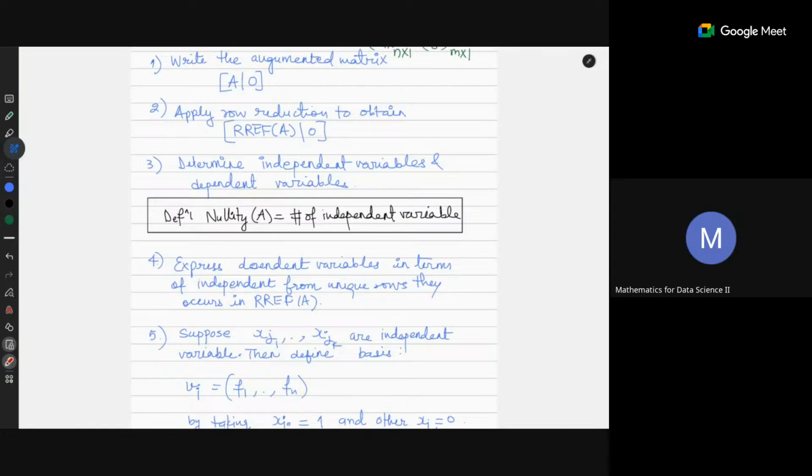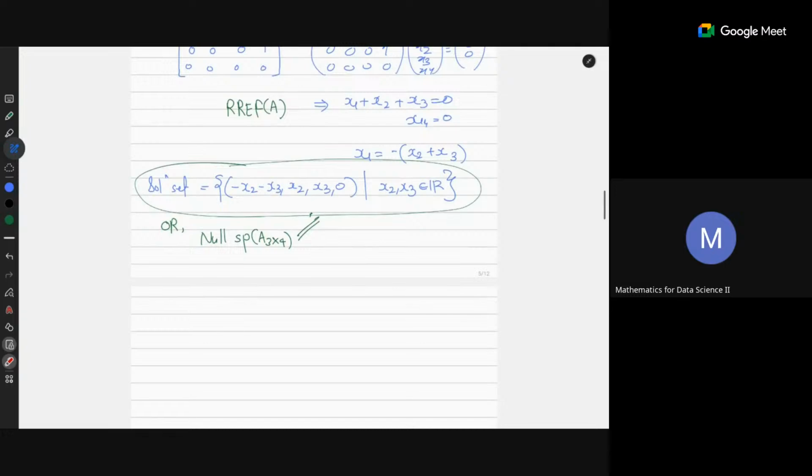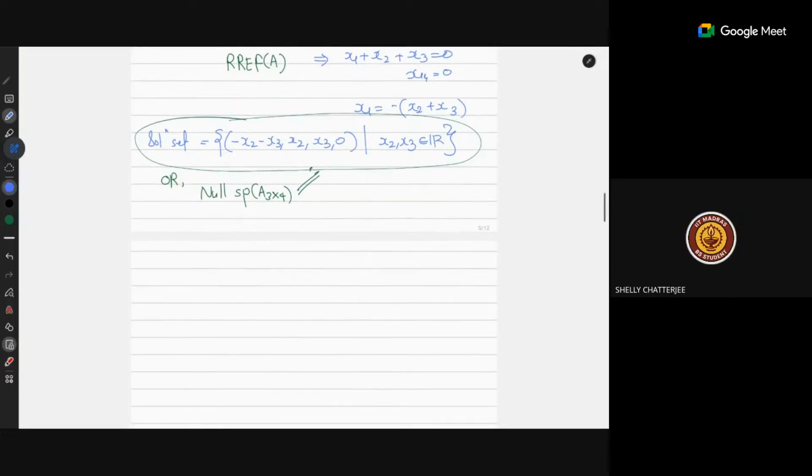Then you can write down your dependent variables in terms of the independent variables, like we did in this case. Okay, now let's find out the basis. Once you get the null space, you have expressed your null space in this way. Now let's find out the basis. How do I obtain the basis from this? So now I have this.